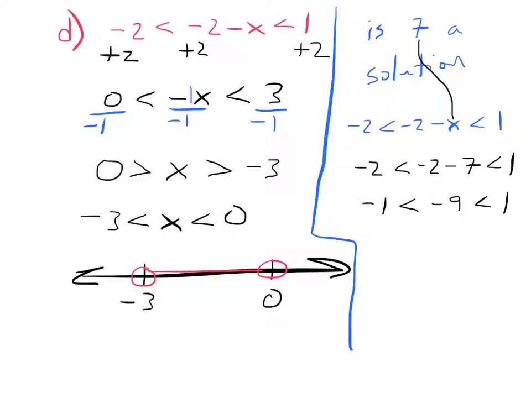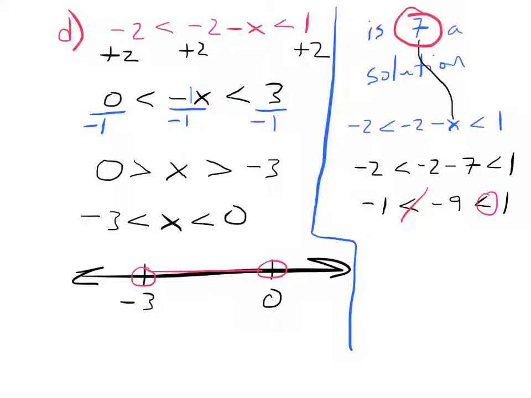Now, if we look at it, this inequality is correct. Negative 9 is less than 1. However, this one's not. Negative 9 is not greater than negative 2. It's smaller than. And so we know that 7 is not a solution to this inequality. And that would make sense too, because we found out earlier that x has to be between negative 3 and 0. Or in this area, 7 is not even close to that area.